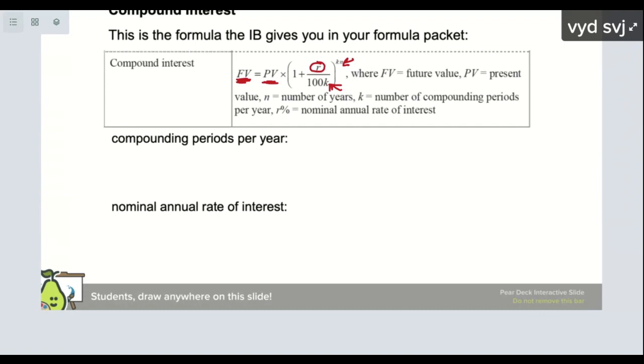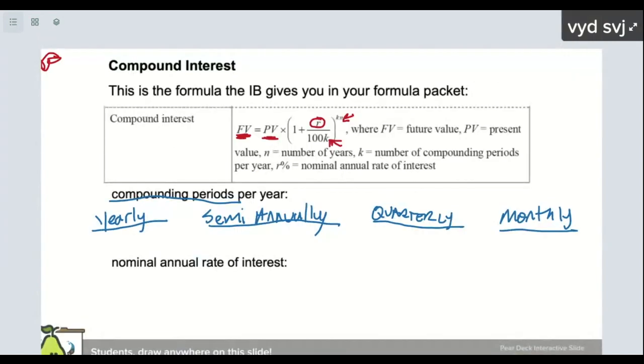Compounding periods. It's very important. There are 4 main ones. We have yearly, semi-annually, quarterly, and the last one, monthly. So yearly is once a year, once. Semi-annually, that's twice a year. Quarterly, 4 times a year. And monthly, 12 times. Each month they'll compound that interest rate.